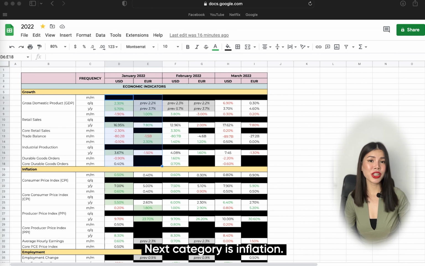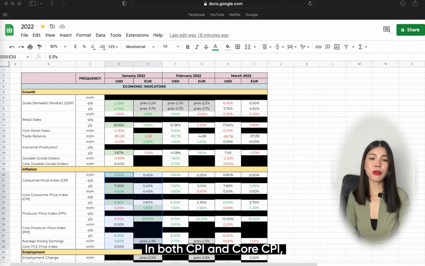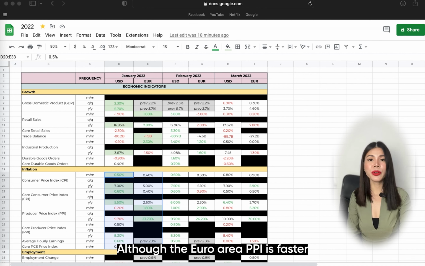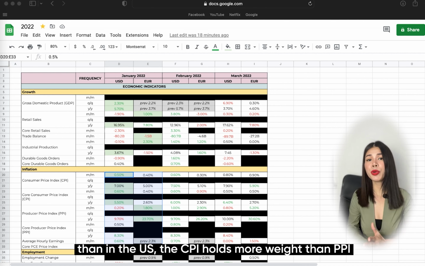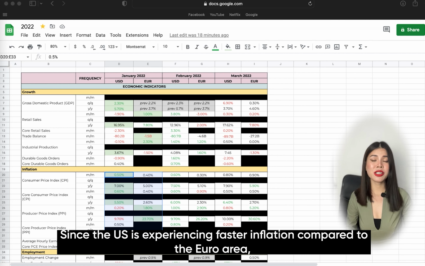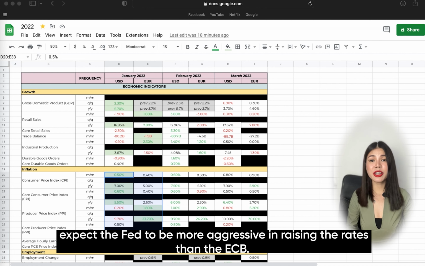Next category is inflation. In both CPI and core CPI, the US is seeing faster inflation versus the euro area. Although the euro area PPI is faster than the US, the CPI holds more weight than the PPI because the rise in production cost is usually carried on by the consumers. Since the US is experiencing faster inflation compared to the euro area, expect the Fed to be more aggressive in raising the rates than the ECB.